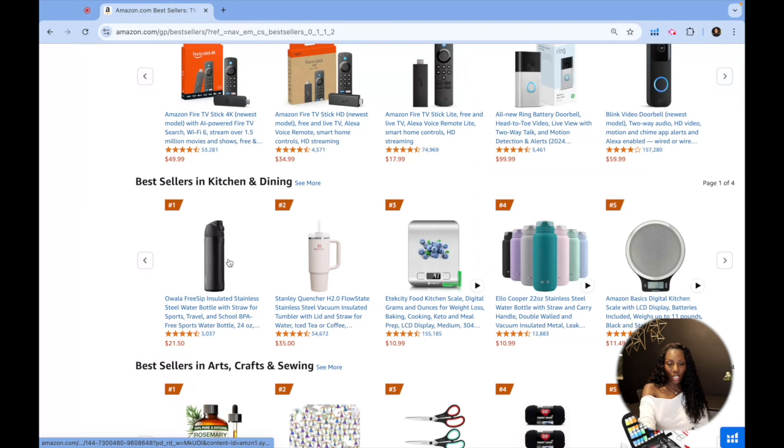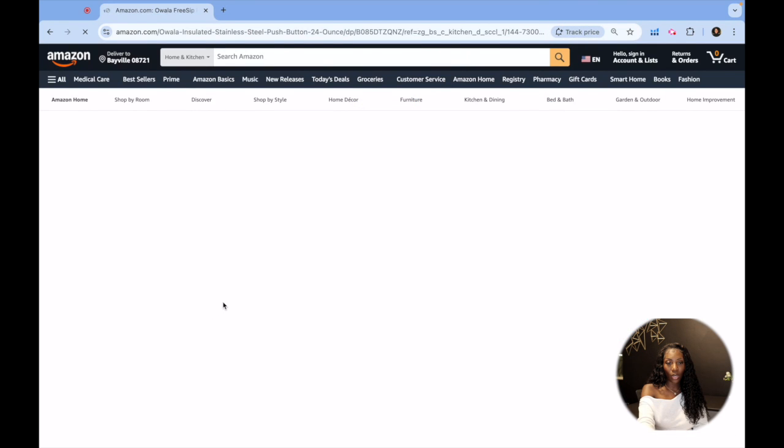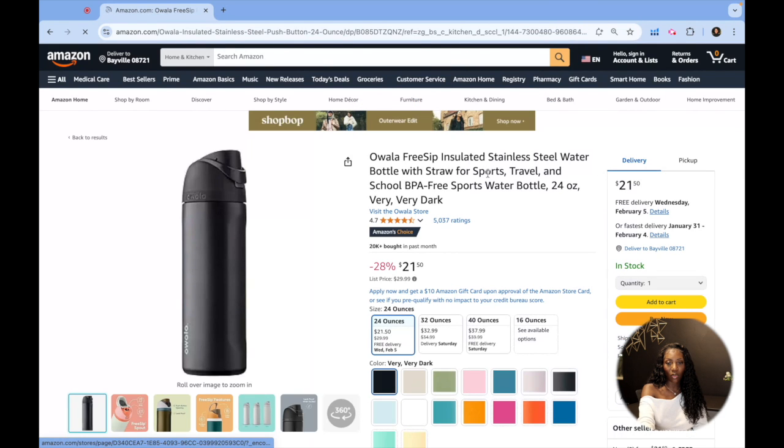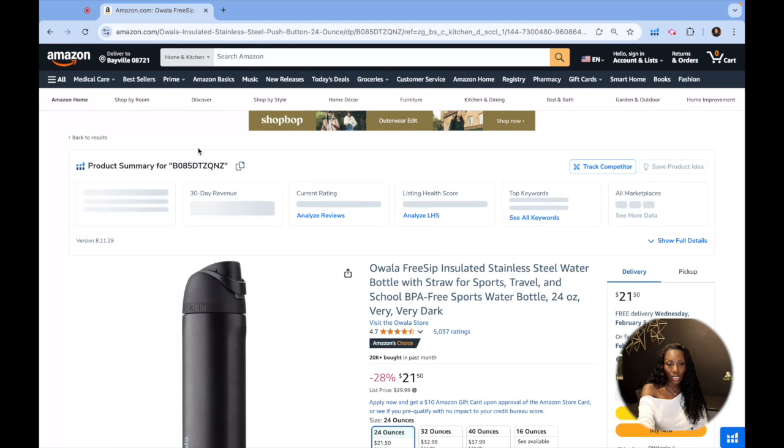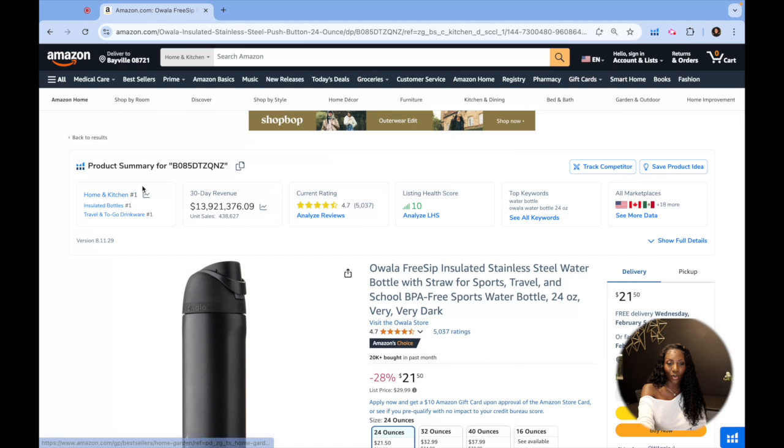Okay. So what I'm going to do is I'm going to click onto the listing, and then when I get to the listing, I'm going to see a bunch of information from Helium 10 that's going to generate at the top. It just takes a second for it all to load, and I apologize in advance. My service isn't the best right now, so if it takes a couple extra seconds, that is why. But oh my goodness, nothing could have prepared me for this number right here. If you guys can see, $13,921,376.09. Mind you, last 30 days.